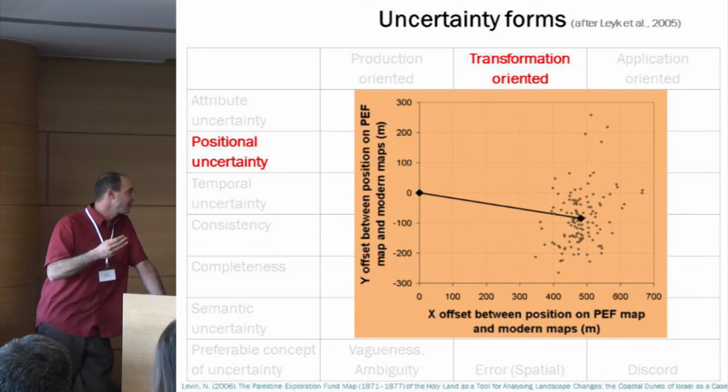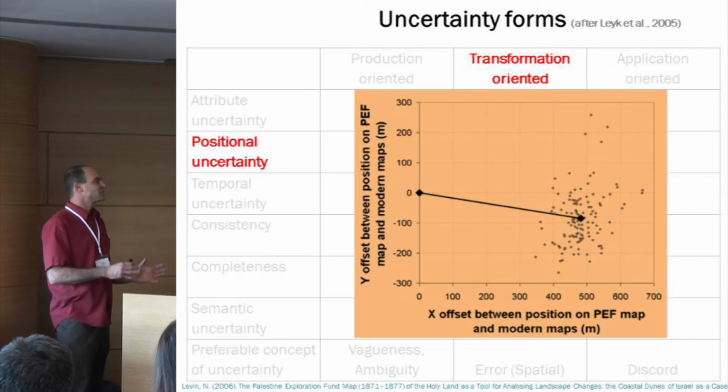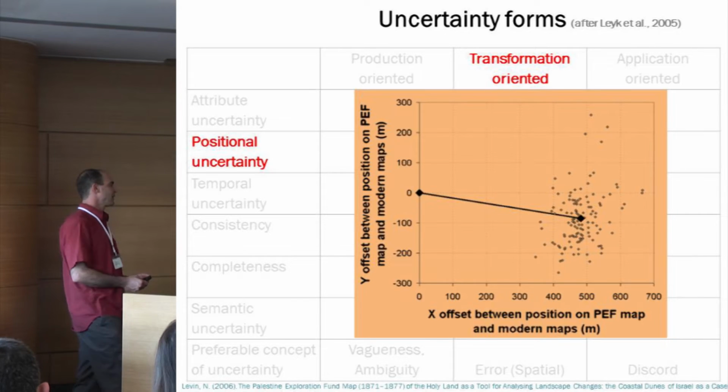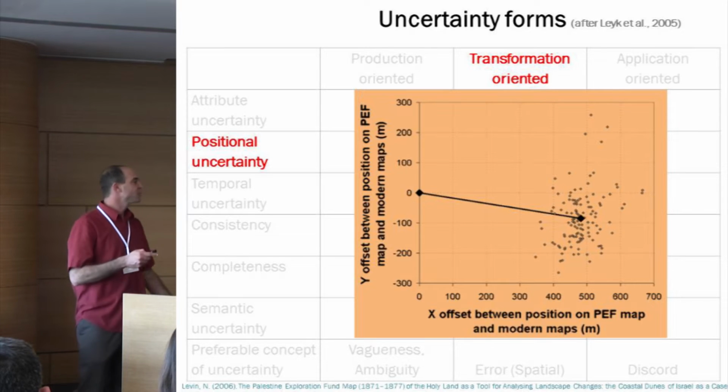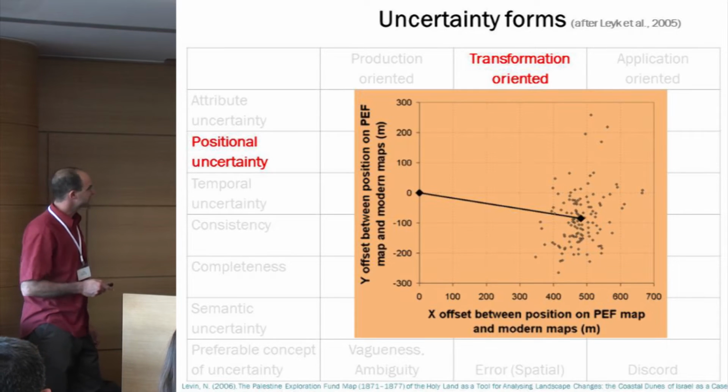Until the 18th century, nobody knew how to determine the longitude. And there's an excellent book by Sobel called Longitude, where you can read about this part of history. So we can see this east-west shift.